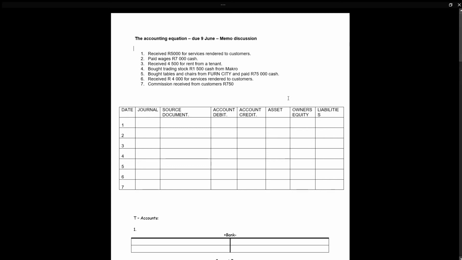Today we are going to have a look at the accounting equation memo discussion. This activity was due on the 9th of June. Right, so first, received 5,000 Rand for services rendered to customers.